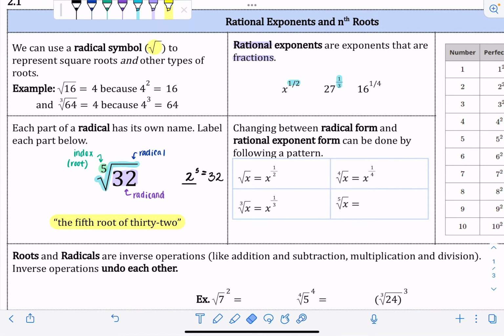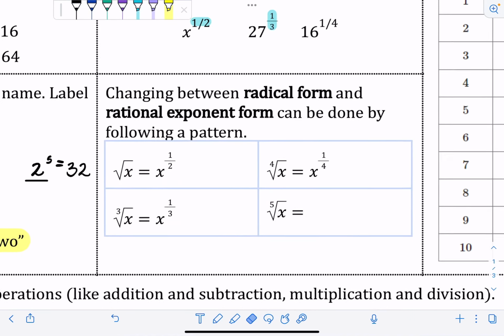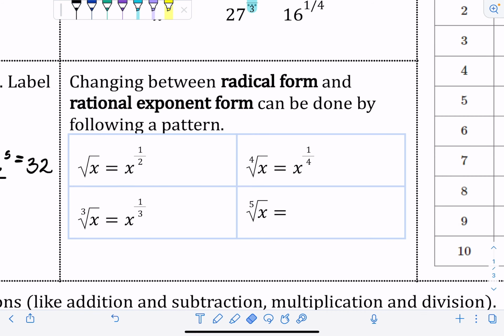Okay, moving on to the next part. It's really helpful to get comfortable changing between the forms, between radical form, which looks like this, and rational exponent form, which looks like this. The first 3 boxes are done for you, so these 2 and then this one down here. Take a second, pause the video, and look to see if you can identify a pattern that is taking us from the radical form to the rational exponent form.